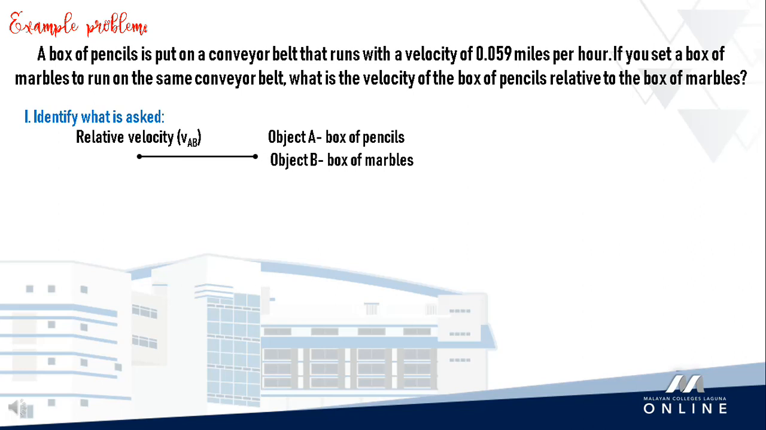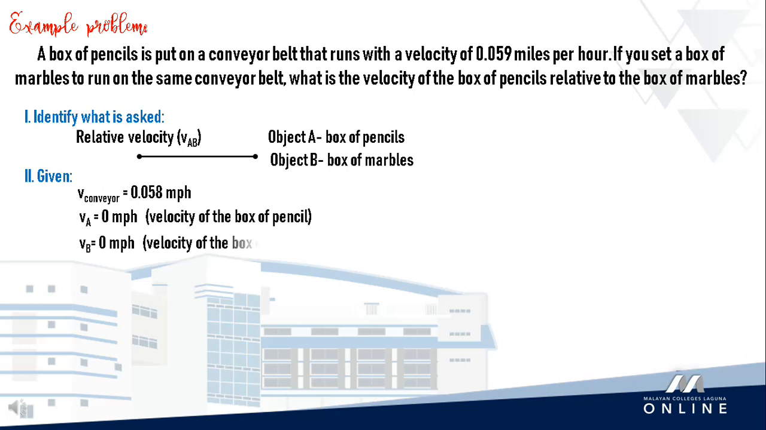In this problem, the conveyor belt is moving at a speed of 0.058 miles per hour. But even if it is moving at the same speed, the velocity of the box of pencils relative to its fixed place in the conveyor belt is still 0 mph. This principle is true for the box of marbles. Therefore, we have the given as V sub A is equal to 0 mph and V sub B is equal to 0 miles per hour.